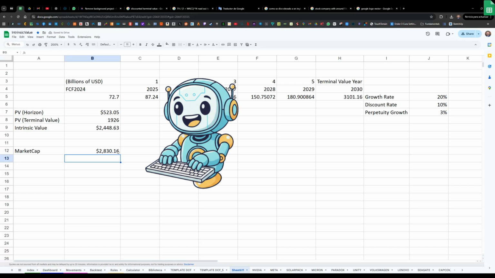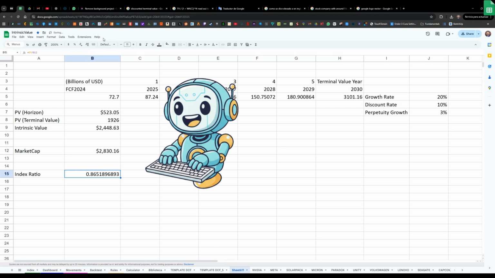Now, we can calculate the index ratio. This will tell us if the company is properly valued based on our assumptions. Divide the intrinsic value by the market cap. We can see the result is below 1, which means that this stock is overvalued taking into account our parameters.